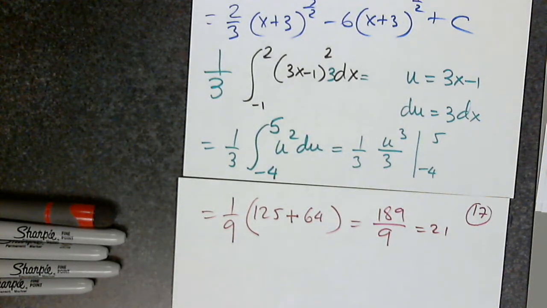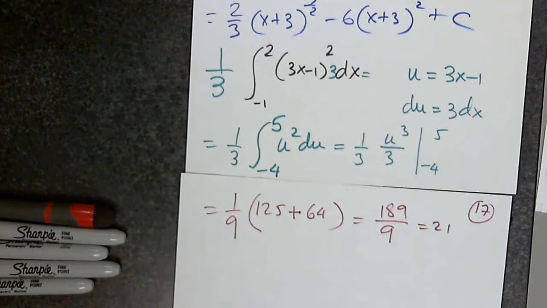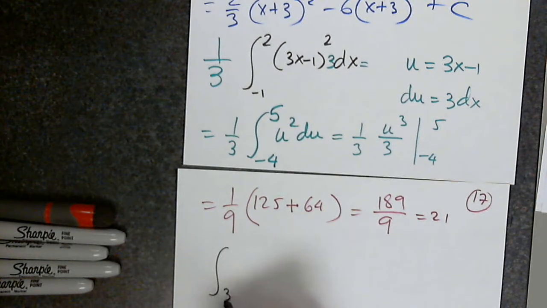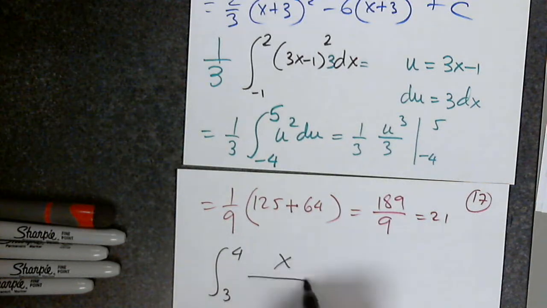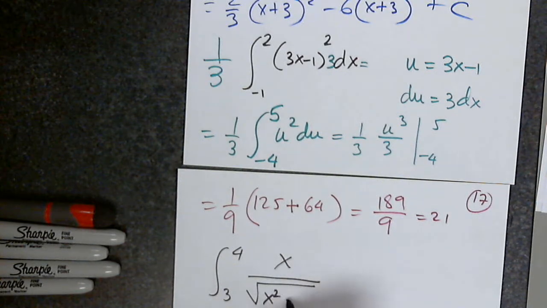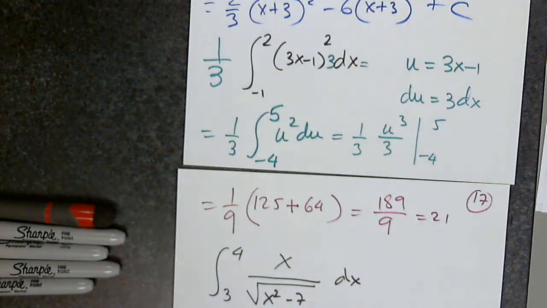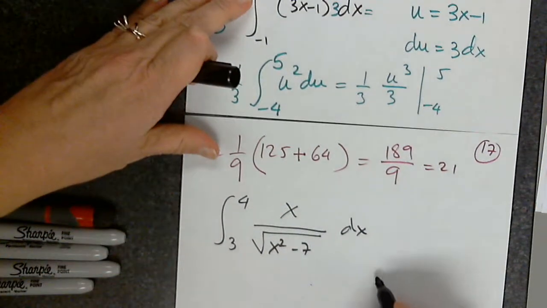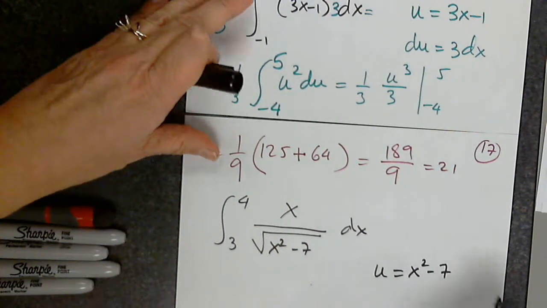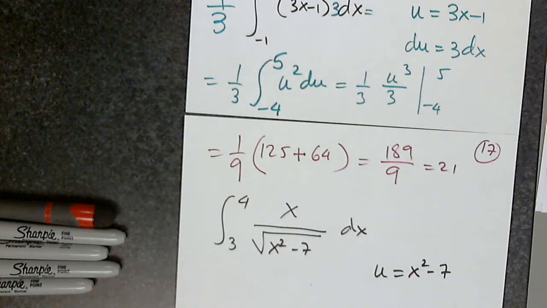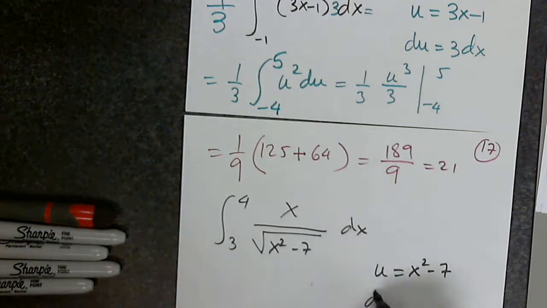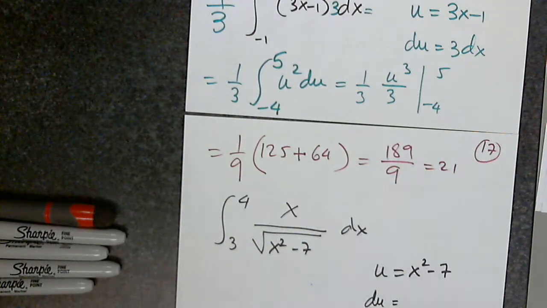Good. So let's work on a problem now. I know we have 5 minutes left. So let's work on the integral from 3 to 4 of x divided by the square root of x squared minus 7 dx. Yes, that's what I recommend. U equals x squared minus 7. Only if du is in the problem. Otherwise, this is not the right substitution. So du will be 2x dx.